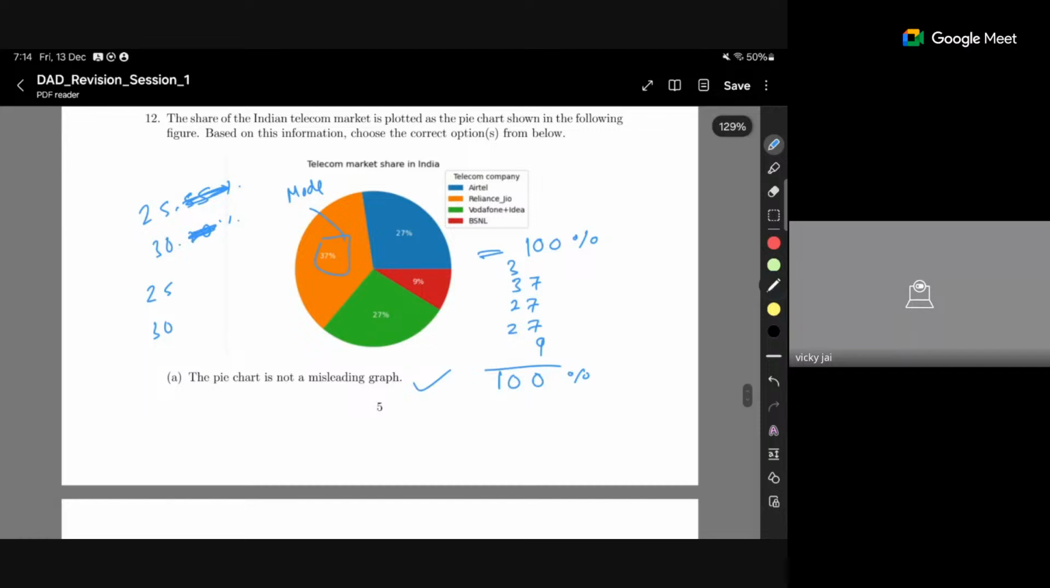Can you find the median of this? No. Median is not possible, right? Because you can't order them. If you can't order them, you can't find the median.